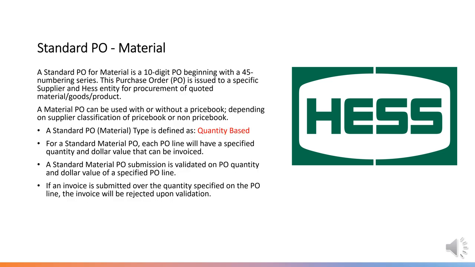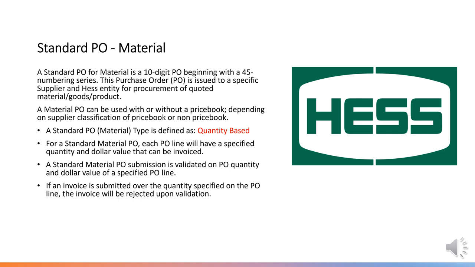A standard PO for material is a 10-digit PO beginning with a 4 or 5 numbering series. This purchase order is issued to a specific supplier and Hess entity for procurement of quoted materials, goods and/or product. A material PO can be used with or without a price book, depending on supplier classification of price book or non-price book. A standard PO type is defined as quantity-based.